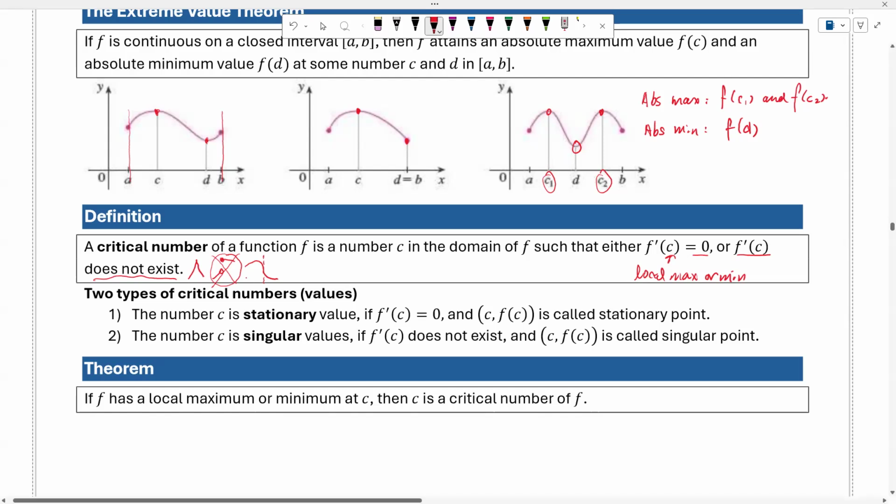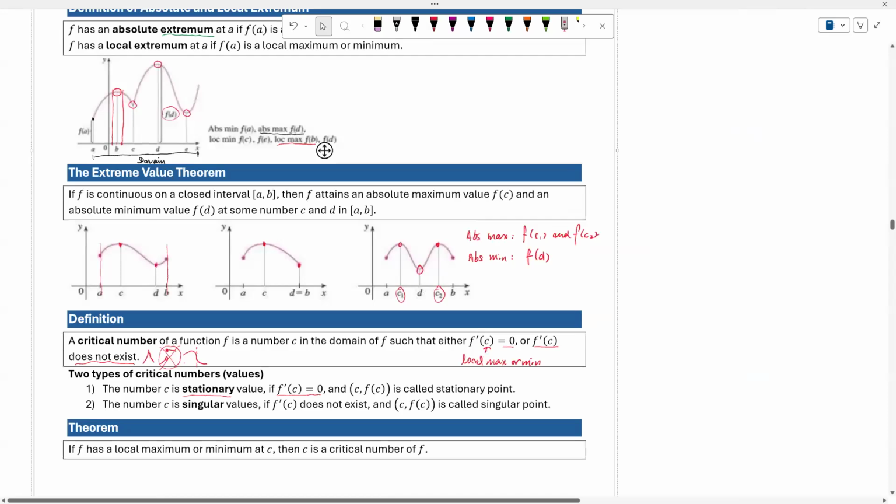The number c is a stationary value if f'(c) = 0. So if I have f'(c) = 0, then this c is what we call a stationary value, and (c, f(c)) is a stationary point. The number c is a singular value if f'(c) does not exist, and (c, f(c)) is called a singular point. Then let's get back to the example that we have here.